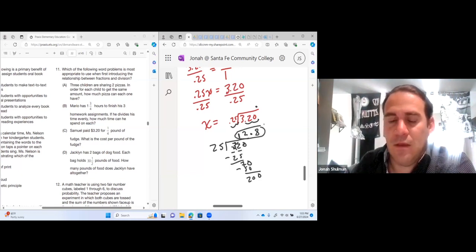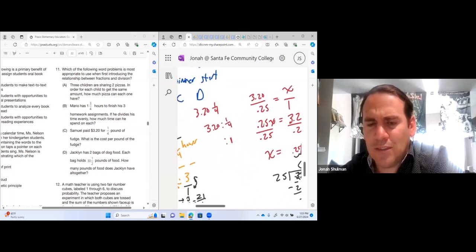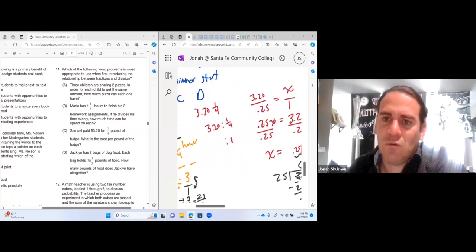12.8. So that's the answer to C. It was multiplying really. So why is it really multiplying? Well, if I want to make this a 1, I could just multiply this by 4. So I can multiply 320 by 4.